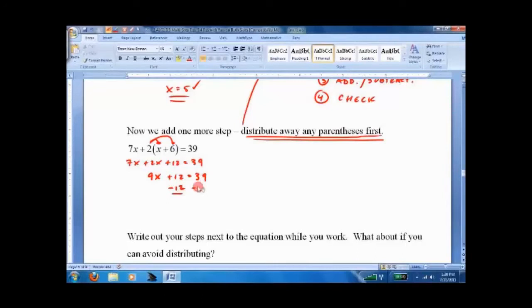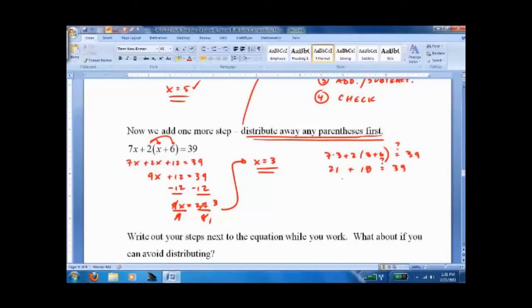Subtract 12. 9x equals, I believe that's 27. Divide by 9. X equals 3. Put it back in, and I'm actually going to write this one out. 7 times 3 plus 2 times 3 plus 6 equals 39. 21 plus 18 equals 39. 21 plus 18 is indeed 39.